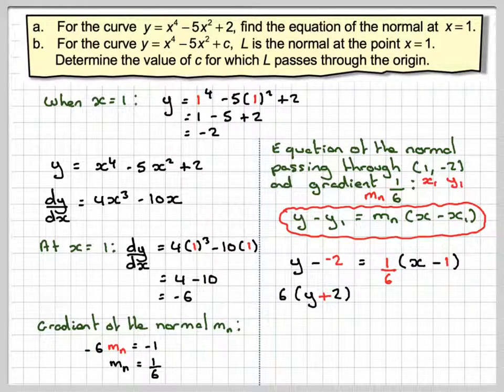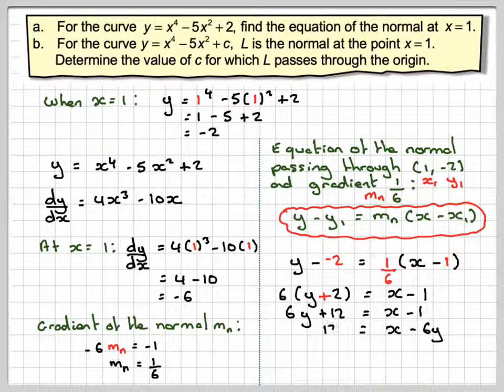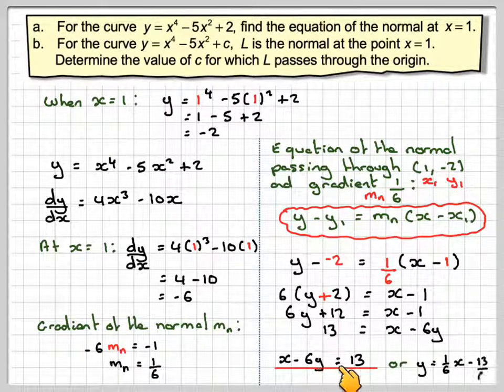So that becomes, take the 6 up here, y plus 2 is equal to x minus 1. Then 6y plus 12, expanding that bracket, will be x minus 1. And therefore x minus 6y will be equal to 13. So we can have x minus 6y is equal to 13, or y is equal to 1/6 x minus 13 over 6. Now notice this value here tells us where the line will cut the y-axis. So in the second case, when we have to find this, this will be equal to 0.